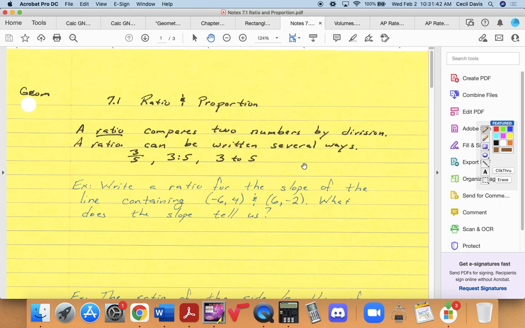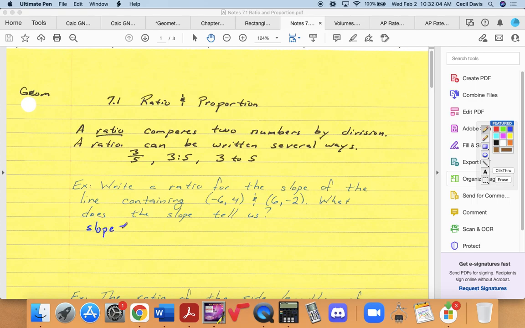Okay, so let's look at this first example, which is an example of something that you've been doing for several years now. Write a ratio for the slope of the line containing the points (-6, 4) and (6, -2), and then what does the slope tell us? Well, the slope is the change in the y's, and most people usually use the second y and then the first y because they memorize the formula as y2 minus y1, but it's not really important. I'll do it that way, and in just a second I'll show you that it doesn't matter.